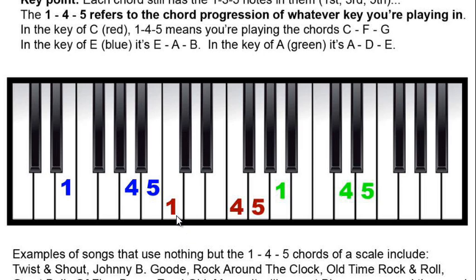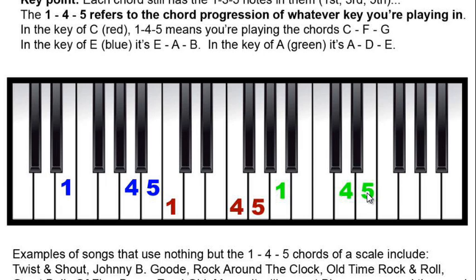So in the key of C, if it's a 1, 4, and 5, you're playing a C chord, you're playing an F chord, and you're playing a G chord. Now, if they tell you that you're playing a song in the key of A, and it's a 1, 4, 5 chord progression, then 1, 2, 3, 4, 5. Okay, that tells you that you are playing an A chord, a D for the 4, and an E for the 5.